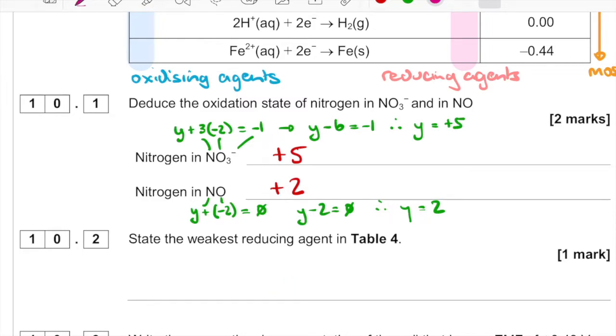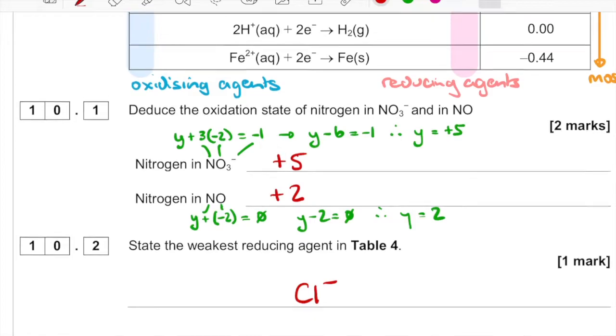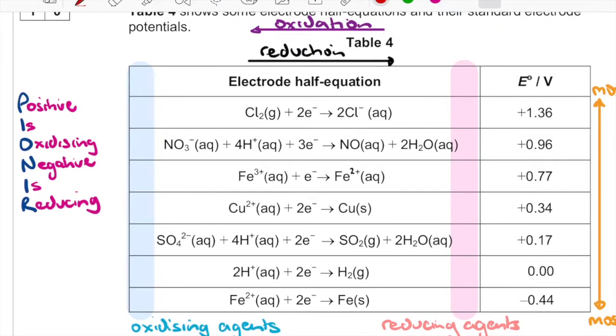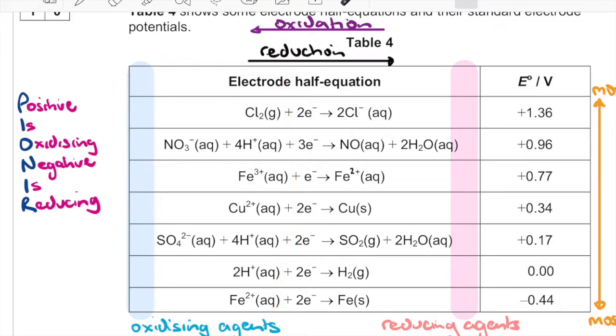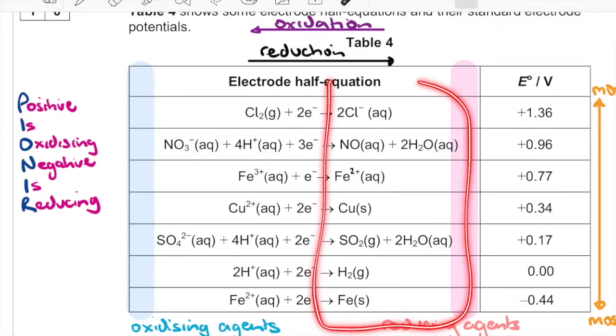So I will just go through that again, just to make sure that you're happy. This is why we started with the table and thinking about what we could think about just by looking at the table, knowing that from left to right is reduction, from right to left is oxidation. If something is being reduced, then it is acting as an oxidizing agent. If something is being oxidized, it is acting as a reducing agent. That means we know where the possible oxidizing agents can be: they have to be on the left-hand side of these half equations, and any possible reducing agents must be on the right-hand side.